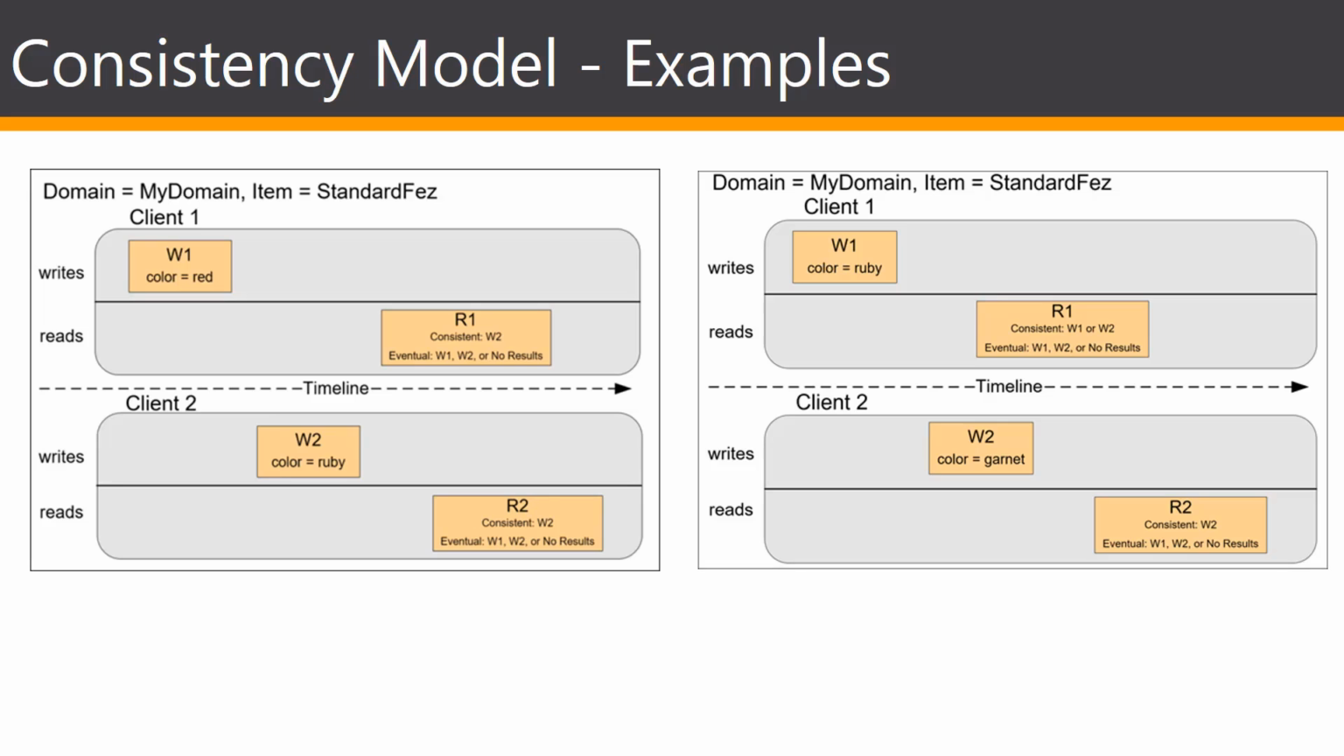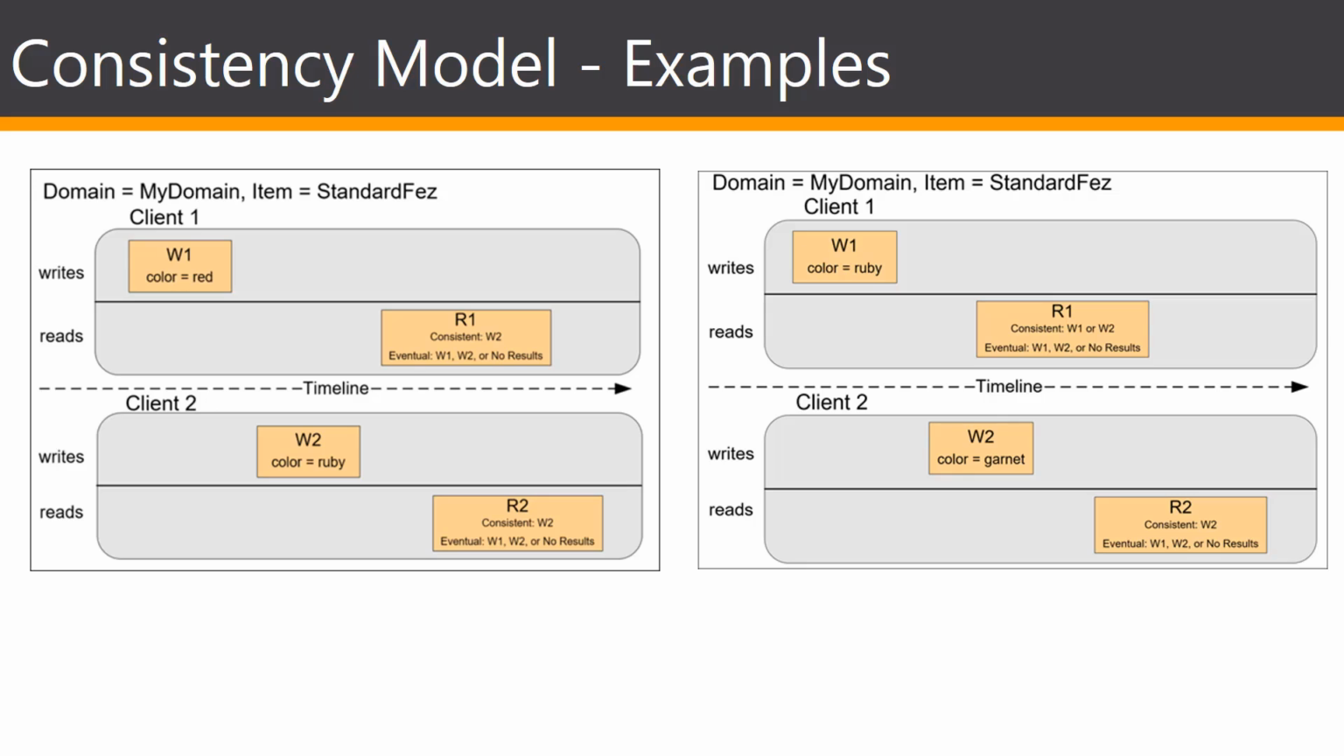Now here you guys see an example of eventually consistent and consistent read requests when multiple clients are writing to the same items. So in the example on the left, both W1 and W2 complete before the start of R1 and R2. Now the W refers to write, where the R refers to read. Now for a consistent read, R1 and R2 both return color equals Ruby. For an eventually consistent read, R1 and R2 might return color equals red or color equals Ruby, or no results depending on the amount of time that has elapsed.